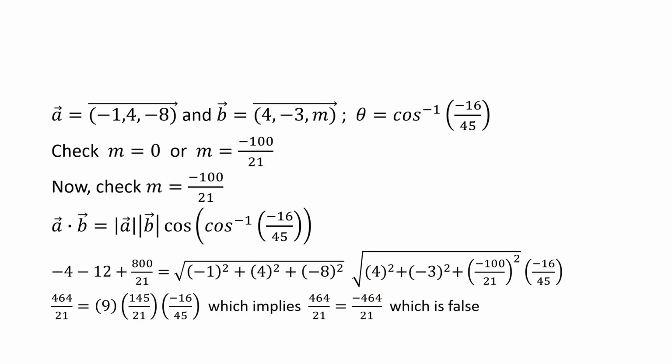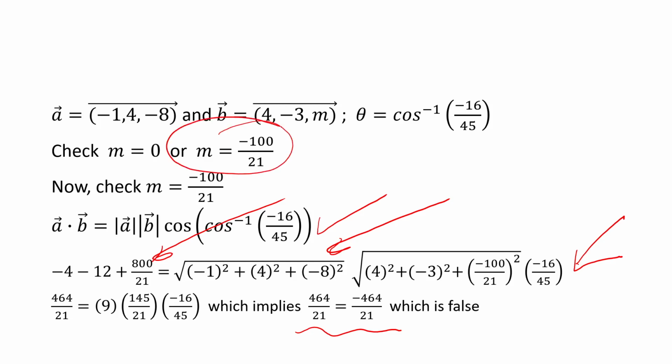But if we tried m equals negative 100 over 21, then when you plug those into the formula a dot b equals magnitude of a, magnitude of b, times the cos of theta, you would ultimately end up, after doing a bunch of work, you see it here, you can follow the steps if you want, you would ultimately end up with the statement 464 over 21 equals negative 464 over 21. Well, clearly that's false. And since that's false, that would mean m cannot actually equal negative 100 over 21. So you can see there's a lot of work involved in showing that that's extraneous. It's a little bit easier and shows a little bit more understanding if you can think of that as you're going through the solution instead.